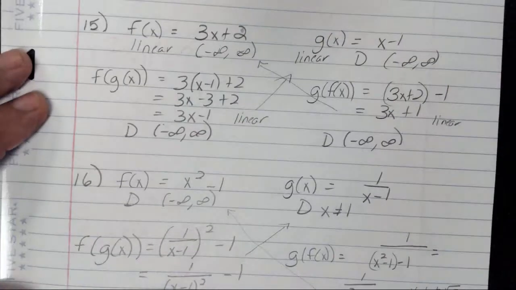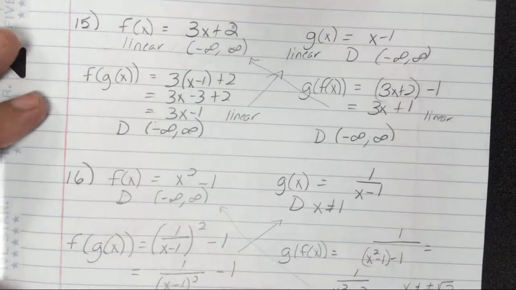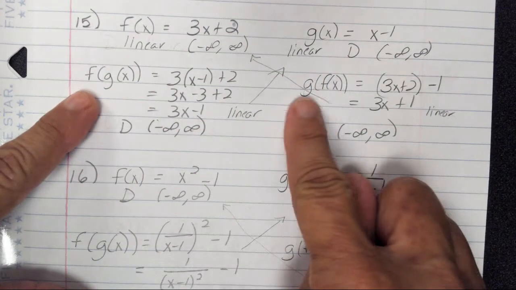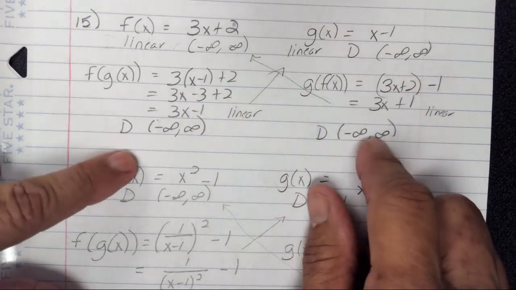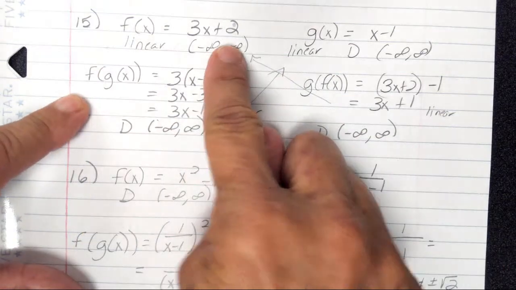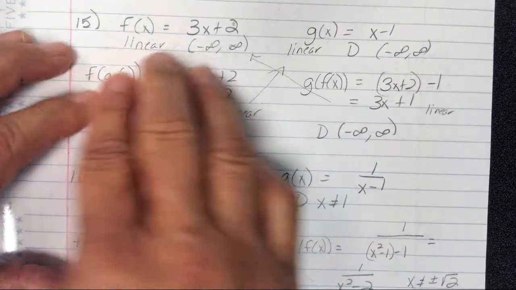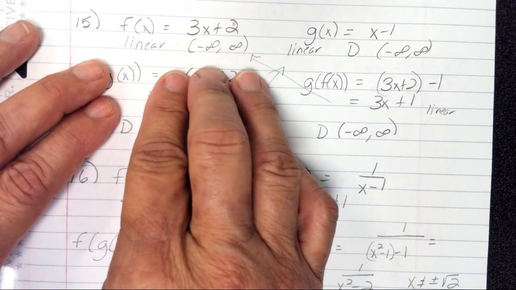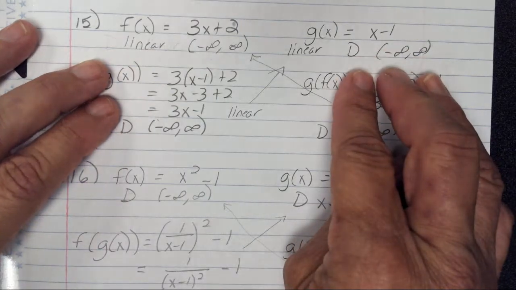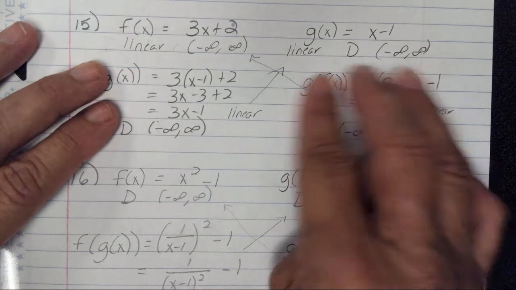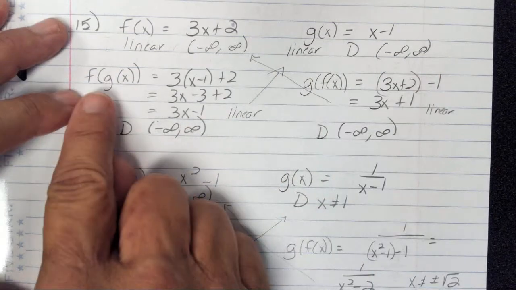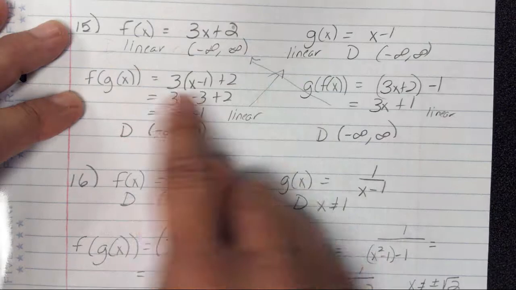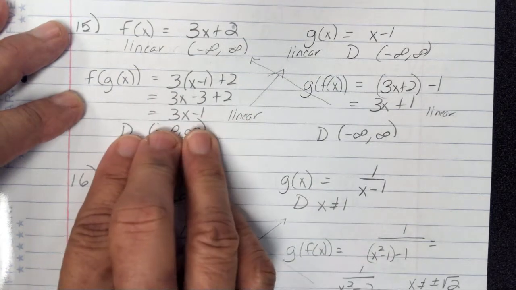Okay. Then you were told to find f of g of x, g of f of x, and the domain of those. So here's f of x, here's g of x. F of x by itself is a line. What is the domain of the line? Our real numbers. G of x by itself is a line. What is the domain of a line? Our real numbers. So now we're going to do f of g of x, which means take this and put it in place of x. Now I get down to 3x minus 1.